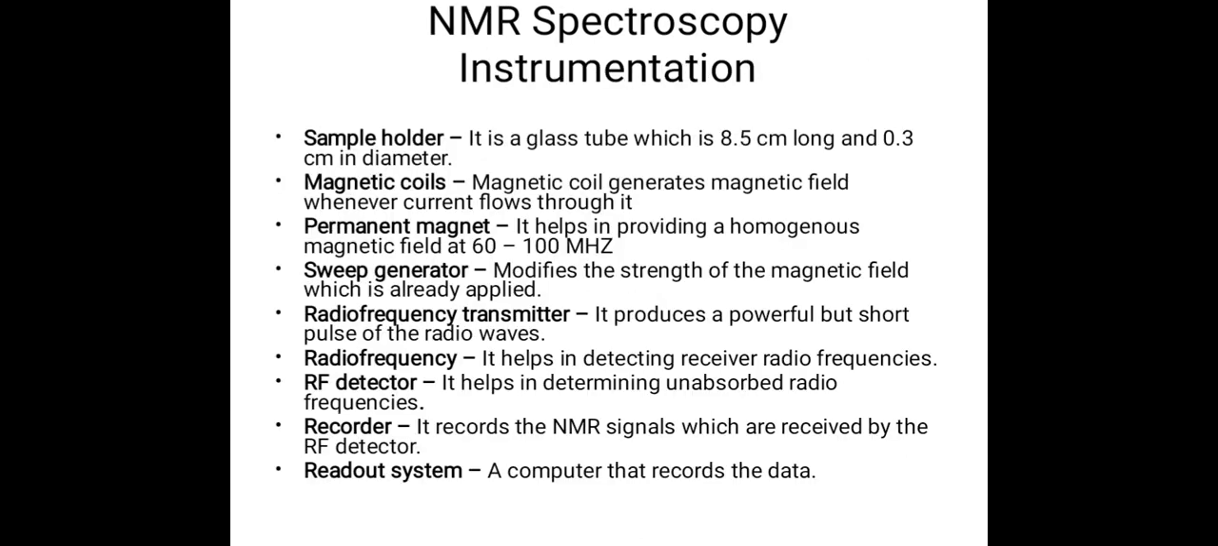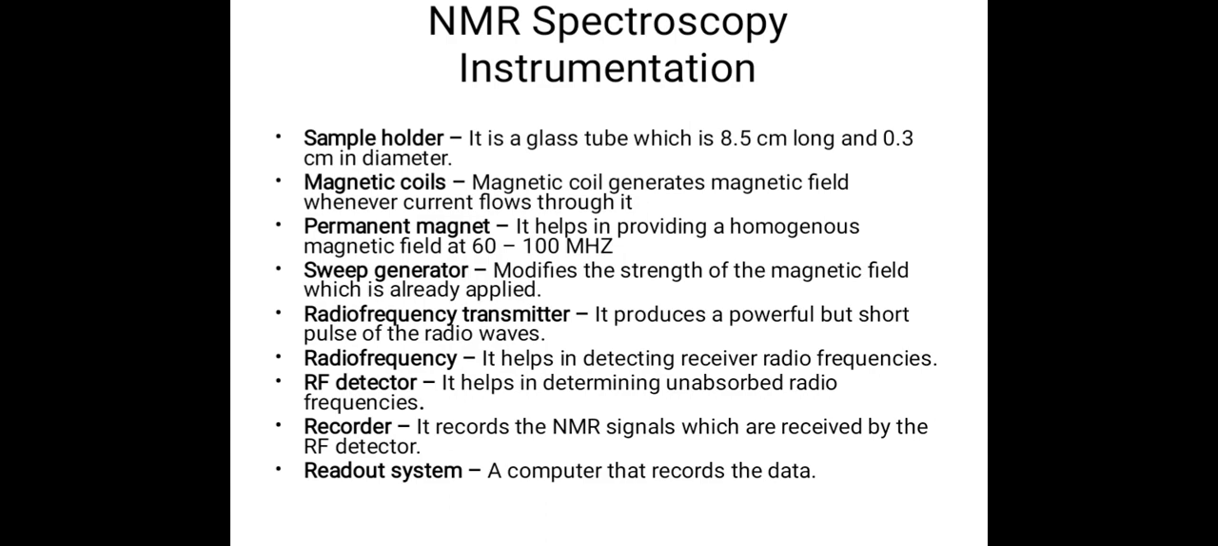Then NMR spectroscopy instrumentation. The sample holder is a glass tube. Magnetic coils generate a magnetic field whenever current flows through them. Permanent magnet. And then the sweep generator modifies the strength of the magnetic field which is already applied.